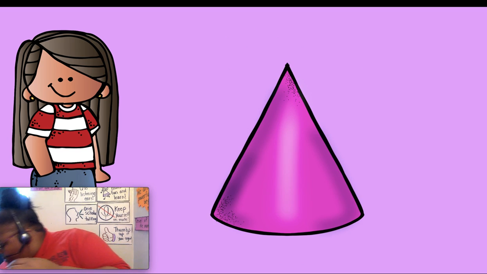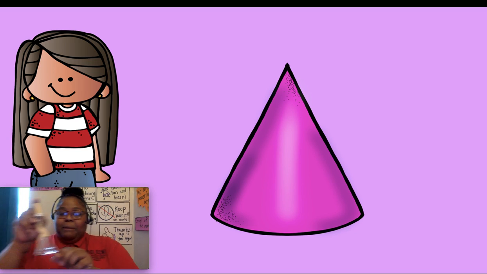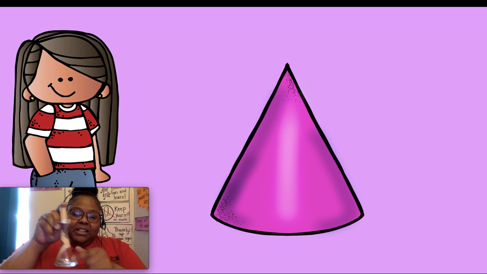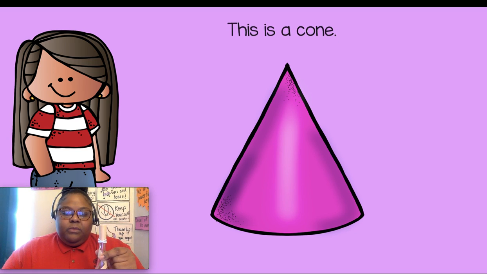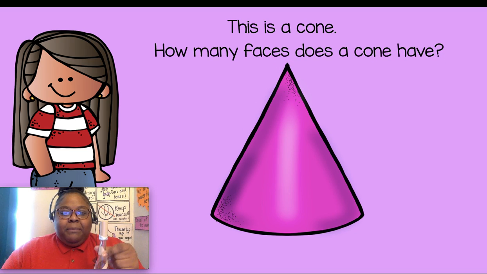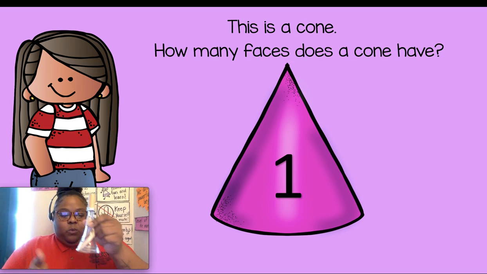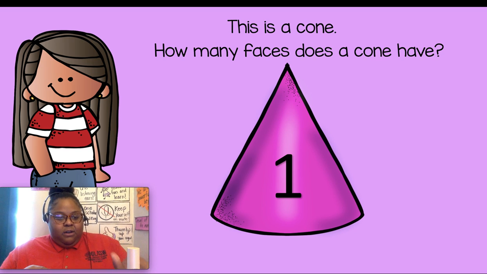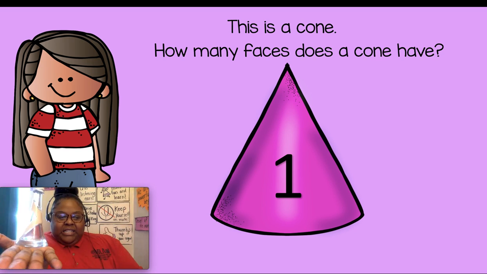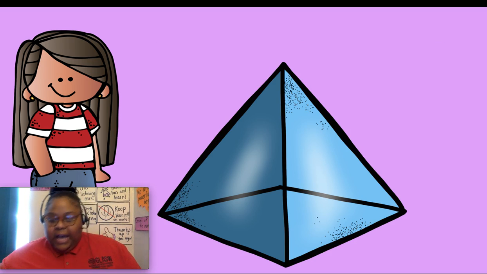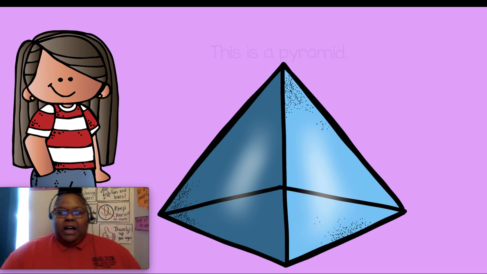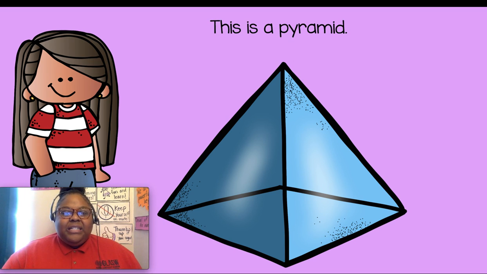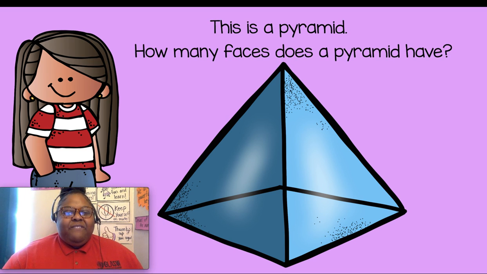Alright, how about a cone? So I found my perfume bottle. This is kind of like the shape of a cone. This is a cone. How many faces does a cone have? 1. It has 1 face. I can sit this down. 1 face. I can sit it down. Great job. I could not find this shape in my house, so I put one here. This is a pyramid. How many faces does a pyramid have?